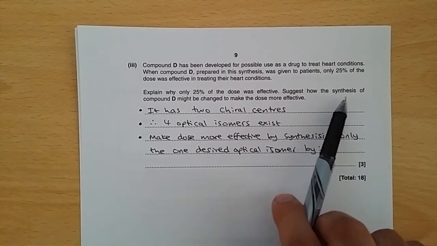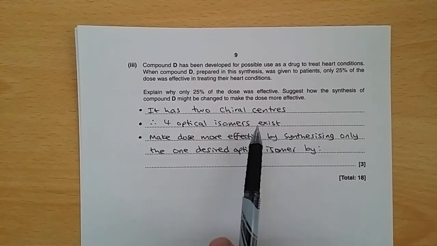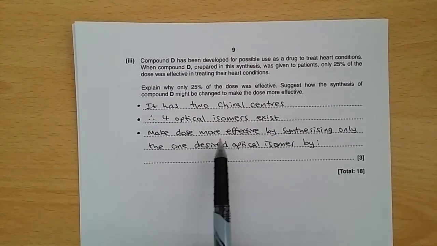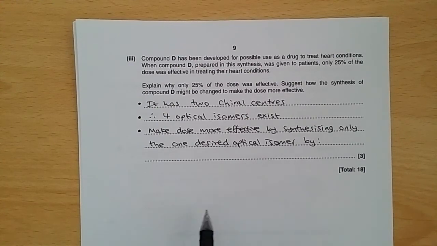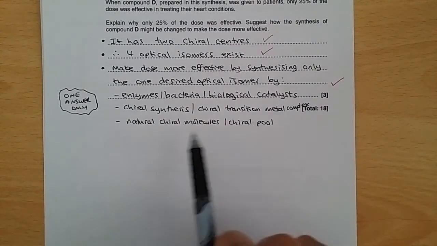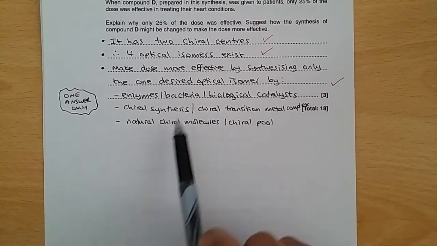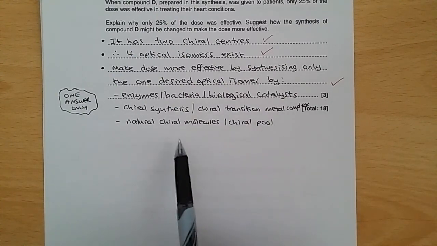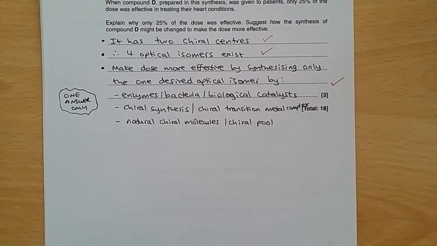How could you make the dose more effective? Well, just use that one optical isomer that is effective. You can make your dose more effective by synthesizing just that one desired optical isomer. You do that by using, for example, biological catalysts such as enzymes, or a chiral transition metal complex, or a chiral pool. So just one of those answers for the third marking point.